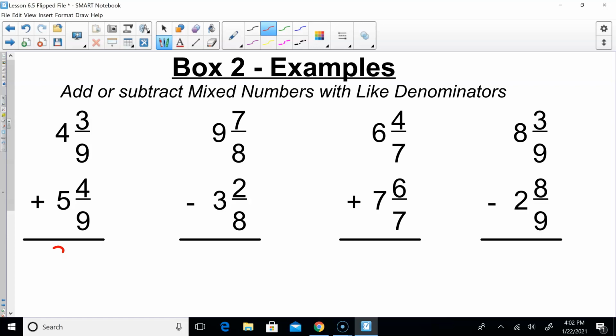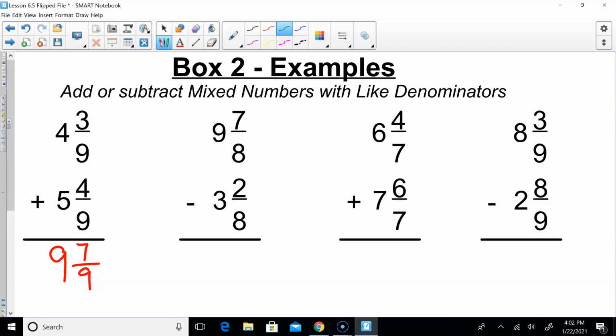4 plus 5 is 9. And then I like to add the numerators. 3 plus 4 is 7/9. I don't have to do anything else because that's a mixed number, and the numerator on this one is smaller than the denominator. There's no fraction greater than 1 that I have to work on. So I'll move right to the next one.